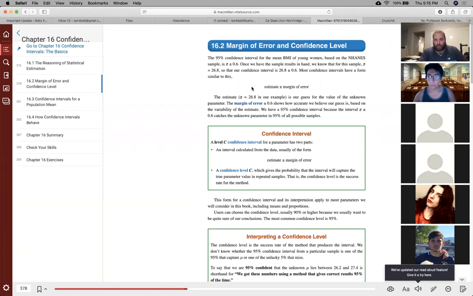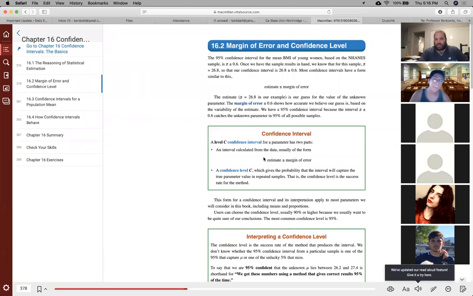And their example, where they had a 95% confidence interval for the mean BMI of young women, their sample mean was 26.8. So, and their uncertainty, their margin of error was 0.6. Nothing to do with degrees of freedom, nothing to do with that at all. We will be doing with degrees of freedom later, but this is not that at all, okay? So you have your estimate, that's your guess, your best guess, and then your margin of error.